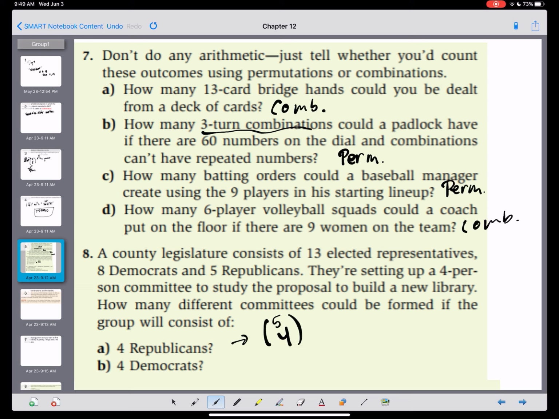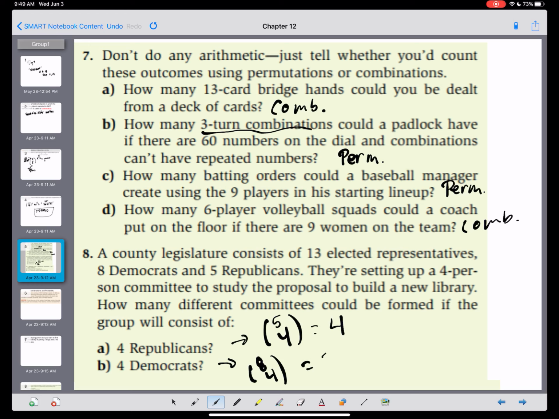So 5 choose 4, which I think should be 5 off the top of my head, but I could be wrong. Dang, I am never wrong. I am so good at this. I'm using a combination because order doesn't matter, because you're just picking them. For Democrats, same logic, 8 choose 4. This one I do not know off the top of my head.